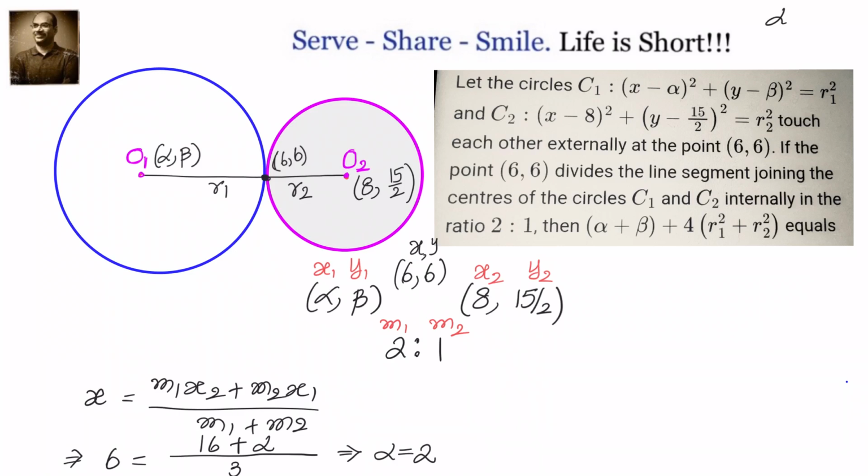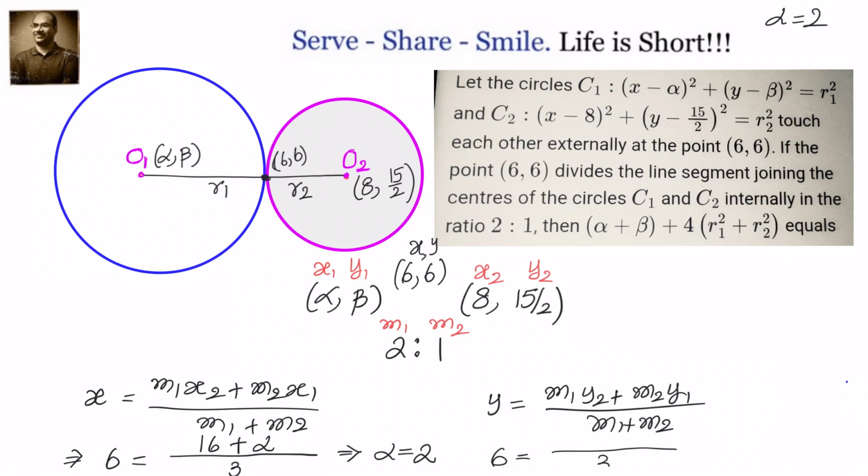The y coordinate is given by y equals (m1 y2 plus m2 y1) divided by (m1 plus m2). Substituting the values, we get 6 equals 2 into 15 by 2, that is 15, plus m2 into y1, that is beta. So (15 plus beta) by 3 is 6, or 15 plus beta is 18, beta equals 3. Now alpha equals 2, beta equals 3.